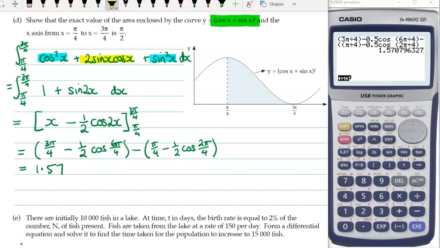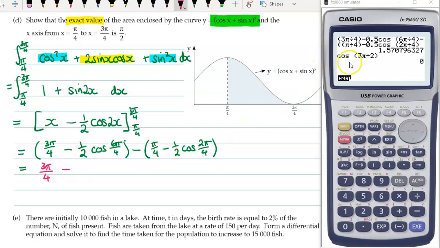Yes, the question says we have to show the exact value. So 1.57 is not going to be accepted as an answer. We need to represent that in terms of pi. Okay, so let's do this the slightly longer way around. We can't just plug it into the calculator unless you have your calculator updated, in which case it would have given you an answer in terms of pi. My one on my computer is not the most recent one, so we have to go through the long way.